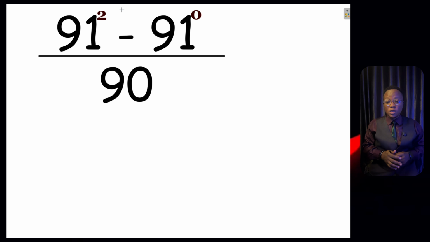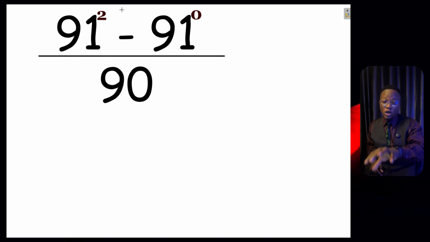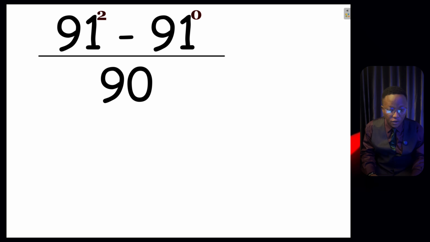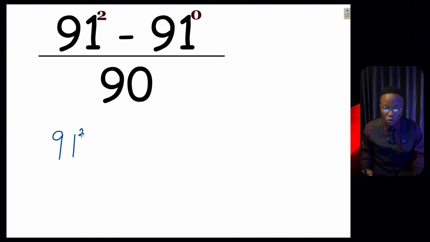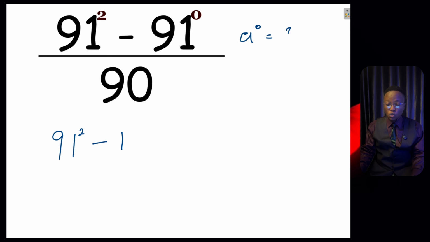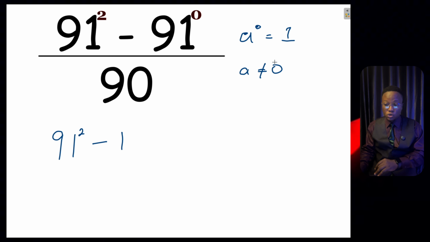Alright, in today's class, we're going to be learning how to solve this particular question without using calculators. How we're going to solve a question like this. So we're going to write 91 squared, and then we're going to say minus 1. Why? Because anything raised to power 0, a raised to power 0, is equal to 1, as long as a is not equal to 0 itself. Okay, as long as a is not equal to 0, anything raised to power 0 is 1.